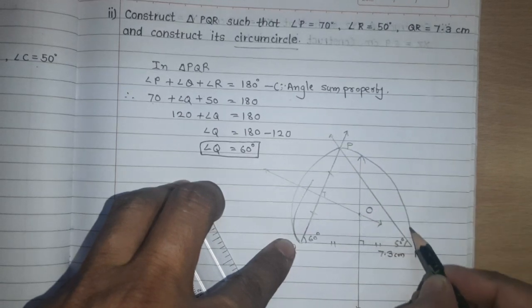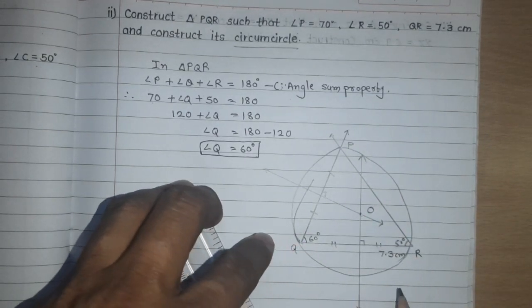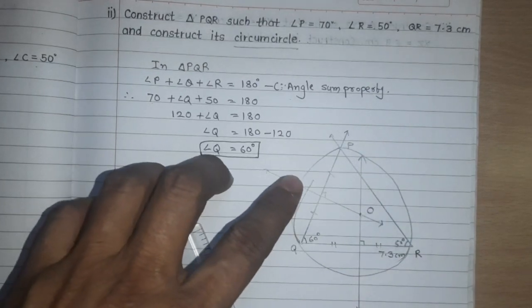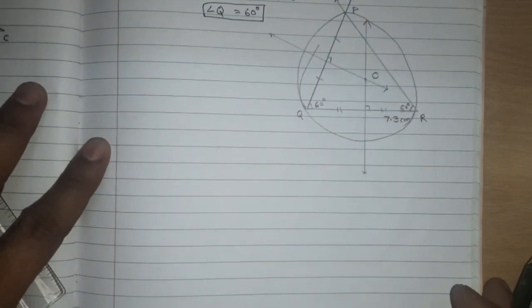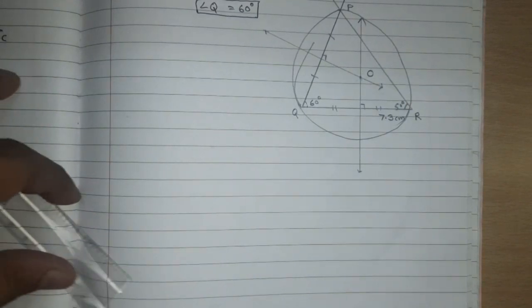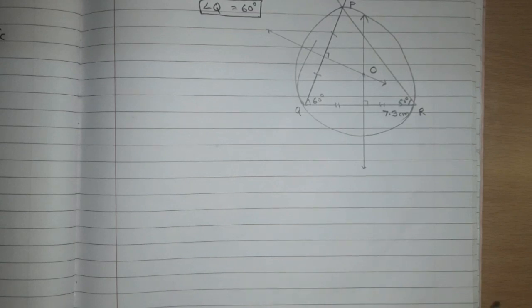Dear student, it is analytical figure, rough figure is there, therefore it should be like this. Got it? Now this is analytical figure. Now we have to draw the final figure. To construct the final figure, now we have to draw with accurate measurements. First of all, we have to take side QR as a 7.3.